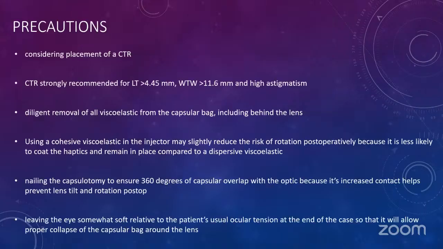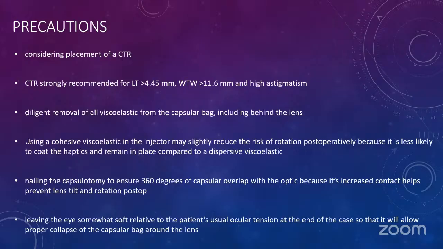Now, what precautions can we take? Various studies found that if you use a CTR, capsule tension ring, during toric IOL surgeries, it promotes more capsule and IOL contact and reduces the chances of IOL rotation. A CTR was strongly recommended for lens thickness more than 4.45 mm, white to white more than 11.6 mm, and high astigmatism. Then, diligent removal of all viscoelastic from the capsular bag, including behind the lens.